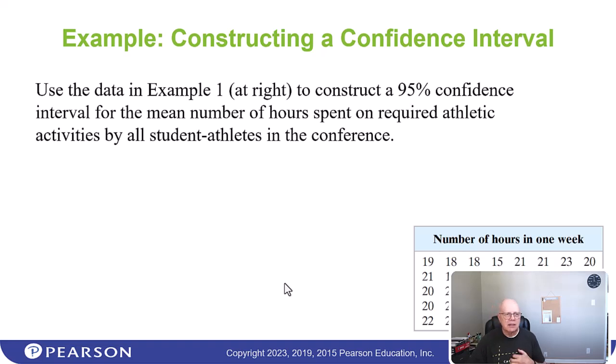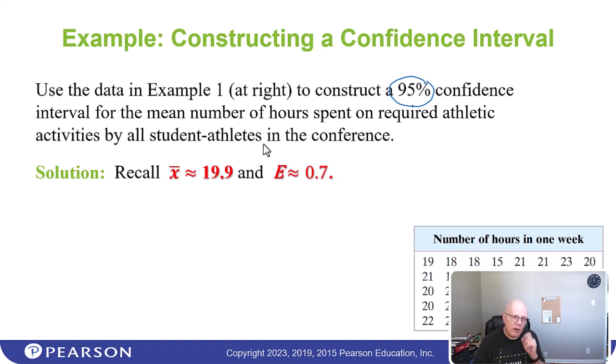All right, next. We're going back to that example again. This time we're using a 95% confidence. And you want to find the required athletic activities by all student athletes. But you don't have time to do that for all the student athletes in the conference. That would take you a lot of time.